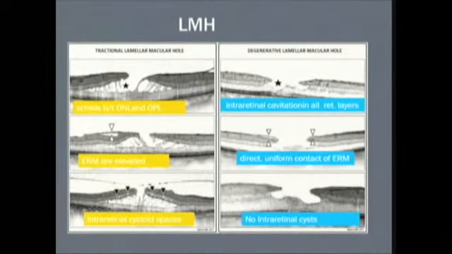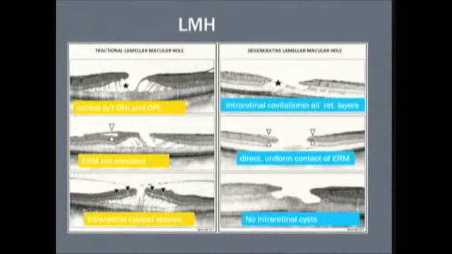This is more explanation where you have the tractional lamellar hole. You can see the schisis between the outer nuclear layer and the outer plexiform layer. And you can see there is an epiretinal membrane, which causes elevation and traction. And there are intraretinal cystoid spaces in the retina.